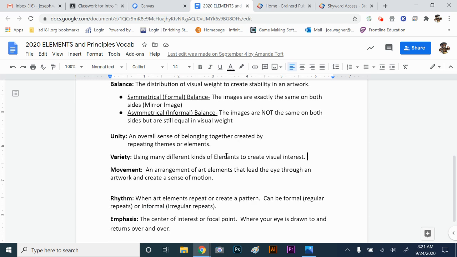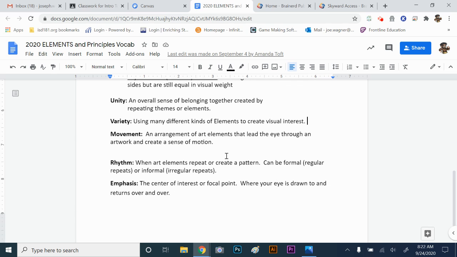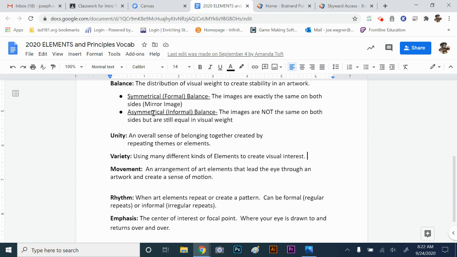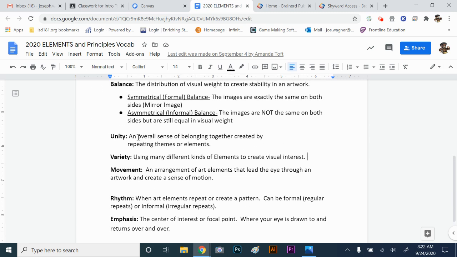Okay, unity. The lines and colors are working together because I have a color scheme, and that color scheme gives it unity, things like that. Or I placed my shapes in a pattern that kind of makes it look like it all flows together, something like that. So just keep in mind that all of these, they're all going to come from elements. So when you're writing about these on your artwork, you're probably going to be using elements in your answer.